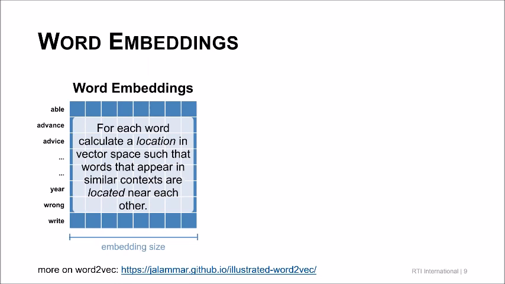We're going to generate word embeddings for every word in our corpus. What a word embedding is going to give us is a location in a vector space such that words that appear in similar contexts are located near each other. So I always think about it this way. It's kind of like an address, like latitude and longitude is just a two-dimensional vector space. It's just going to put words that occur in similar contexts in a neighborhood, basically.